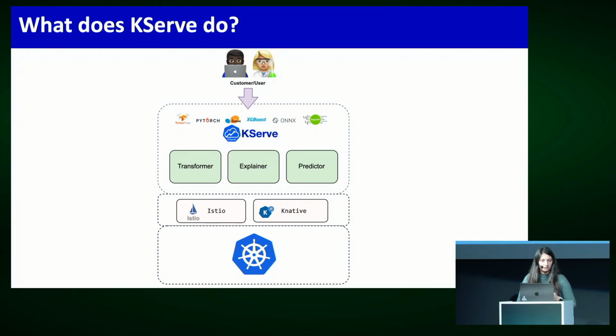When a client sends a request, it goes through the predictor. It's a component that actually loads and serves the model. It supports different runtime environments and provides a standardized way to serve models regardless of the framework. If you want, you can pass by the explainer, which adds functionality for interpreting the model predictions, or the transformer, a component that allows pre-processing or post-processing of the data.